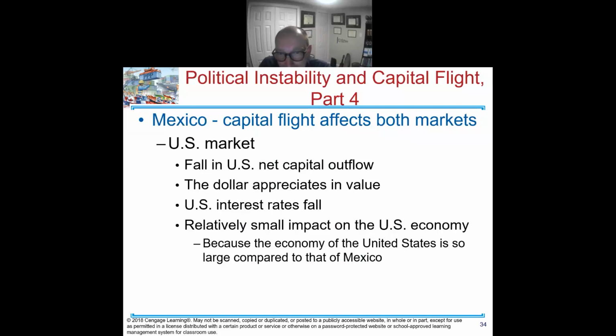It affected the United States as well, of course. There's a fall in net capital outflow in the United States. The dollar appreciated in value at the time. The interest rates fell because the dollars were leaving the country, going into Mexico to purchase assets. And in comparison, there was a smaller impact on the United States than there was in Mexico, simply because of the size of the two countries in respect to their economies.